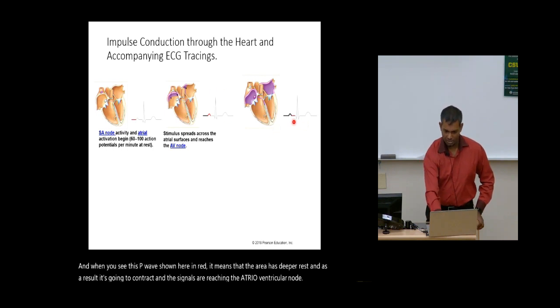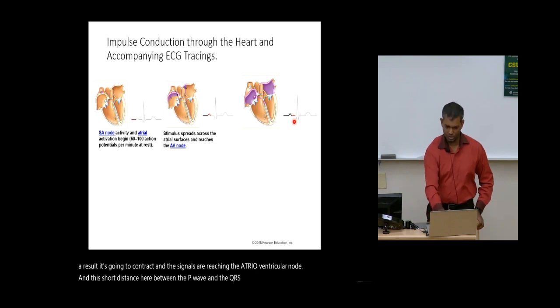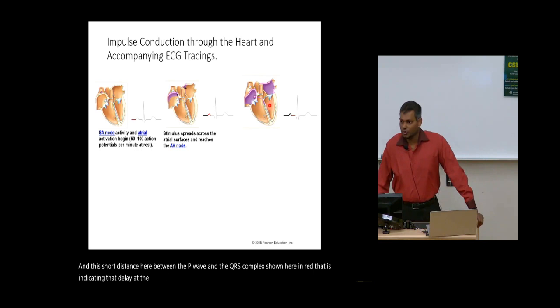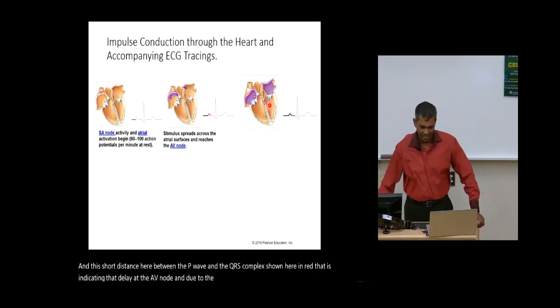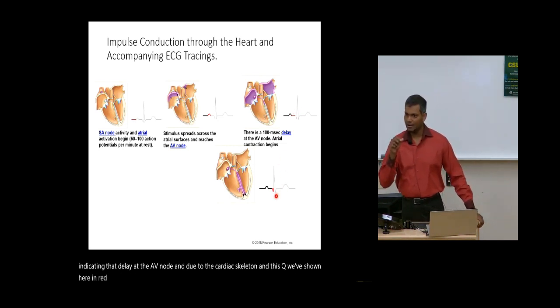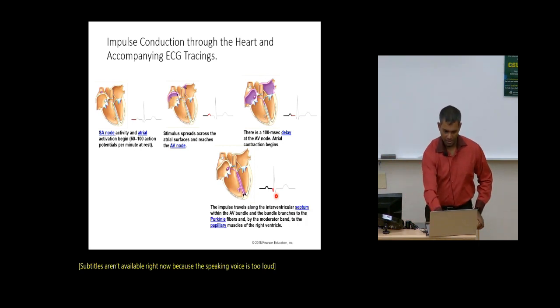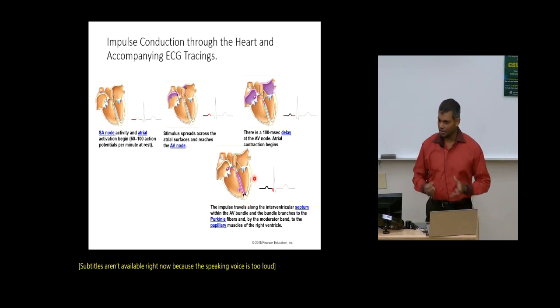And this short distance here between the P wave and the QRS complex shown here in red is indicating the delay at the AV node due to the cardiac skeleton. And this Q wave shown here in red is indicating the interventricular septum getting depolarized. Now this action potential, as it travels down the interventricular septum, is going to move into the ventricles through the Purkinje fibers.